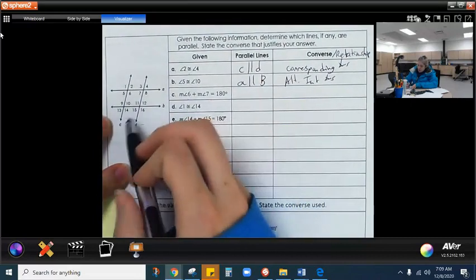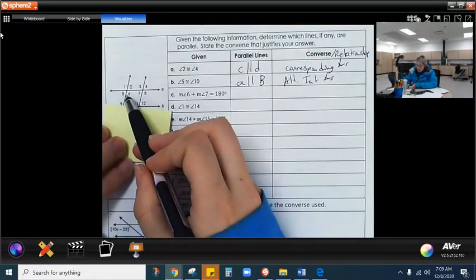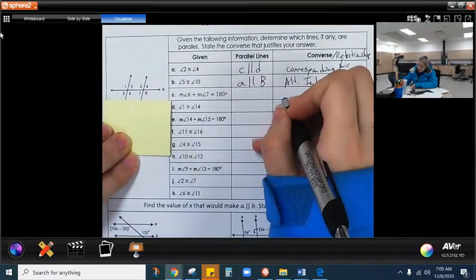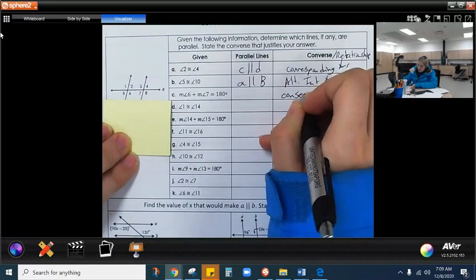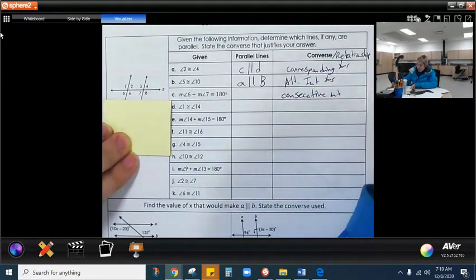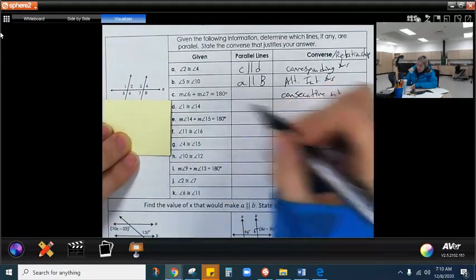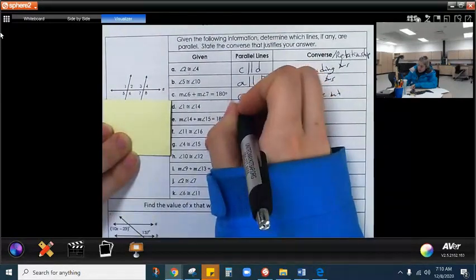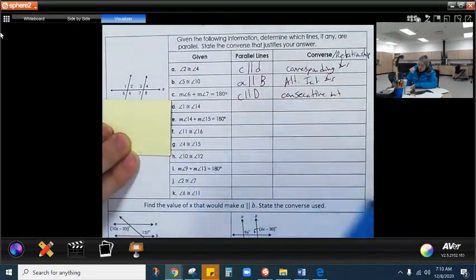All right, angle 6 and angle 7. Here's angle 6 and 7. So I'm going to cover up what I don't need. They add to make 180. Well, what's their relationship? They are consecutive interior angles. They're supposed to add to make 180. They do. Therefore, A is their transversal, and C is parallel to D again.